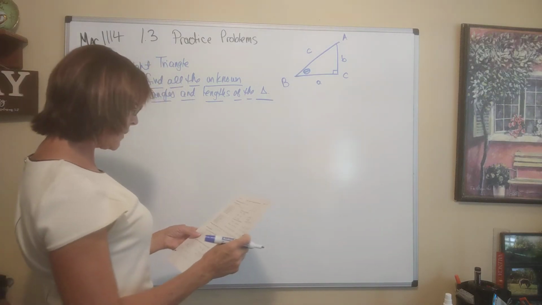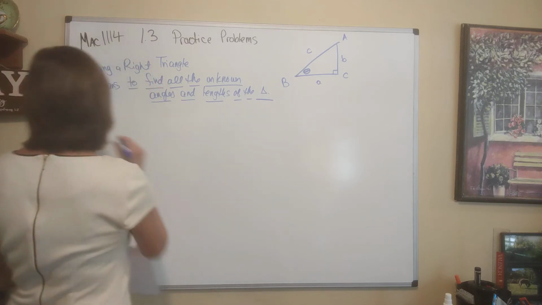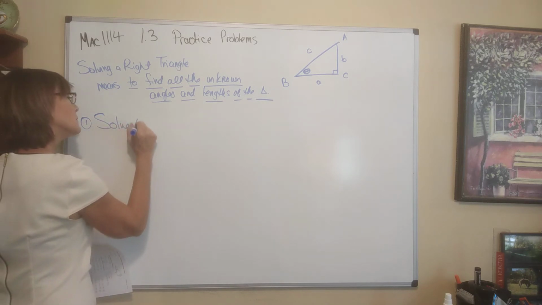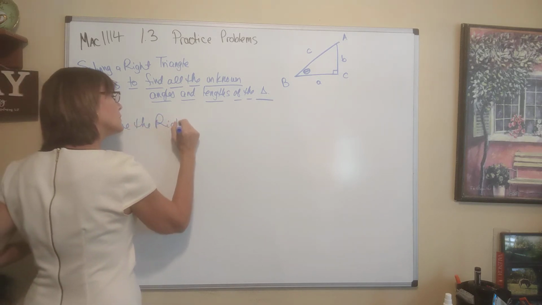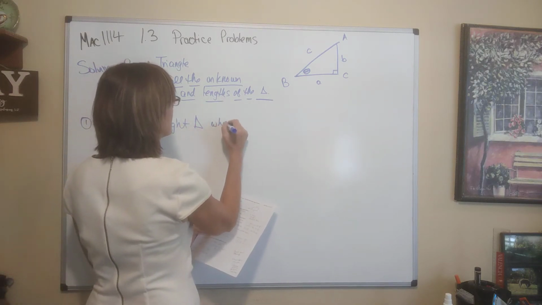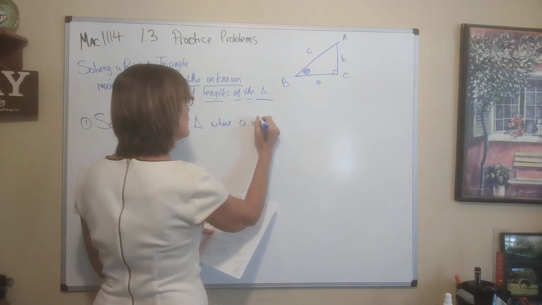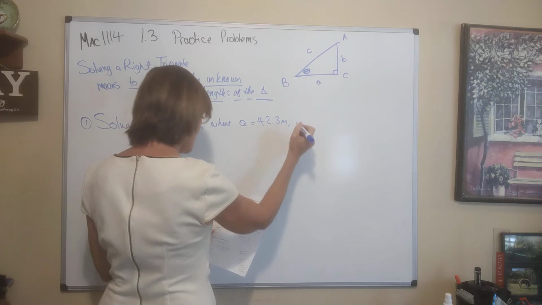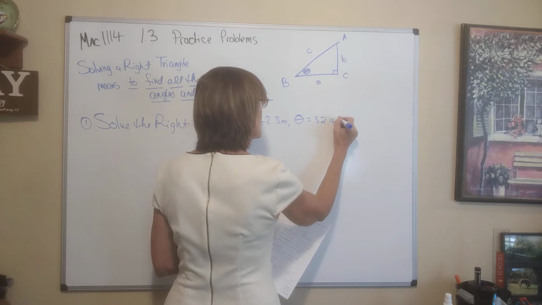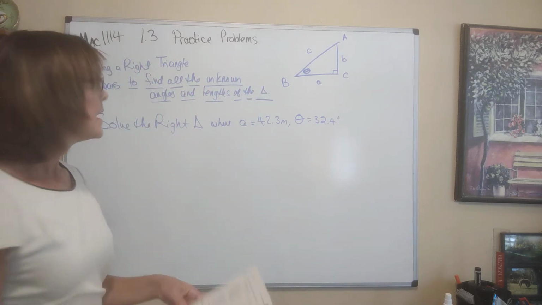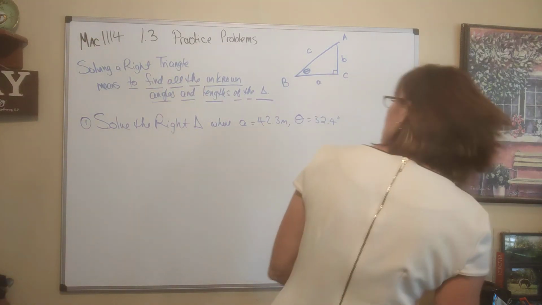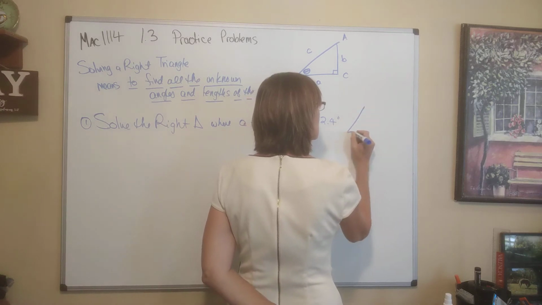So, in the next example, it says solve the right triangle. They didn't give us a picture, but we can always draw one. Solve the right triangle where little a is equal to 42.3 meters and theta is 32.4 degrees. Now, if they don't give you an image, you draw your own. It's fine. So, let's see. Let's just draw our triangle here. Right here.